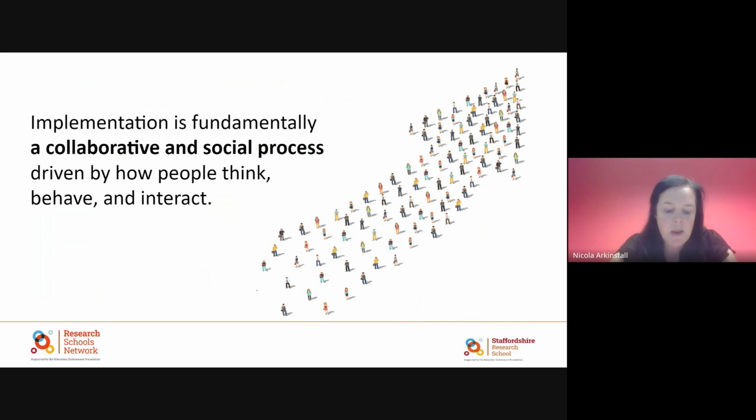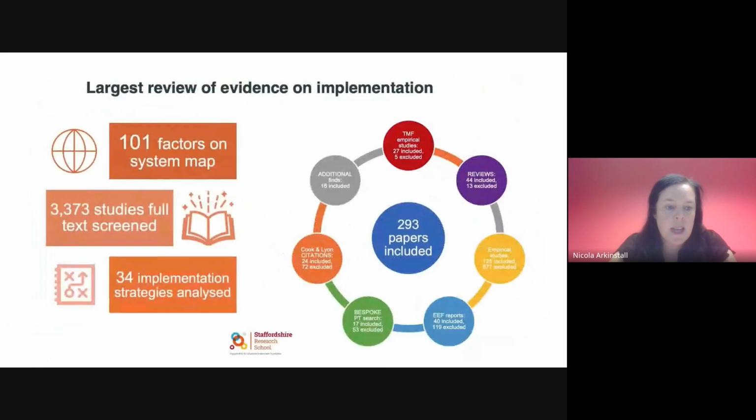As well as being the director of the research school, I'm also a primary practitioner, and I've led on many subjects, art, music, DT, and I've utilised this guidance report, which has really helped me to make those changes in my subject areas to really make a difference and an impact on the outcomes for the pupils in those areas. As far as we know, it's the largest review of evidence on implementation.